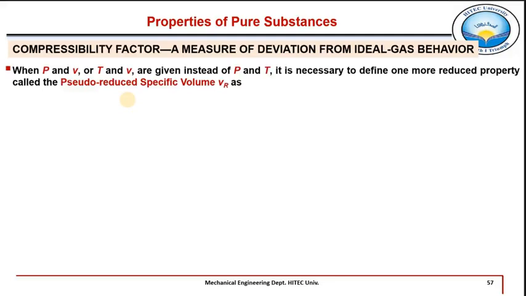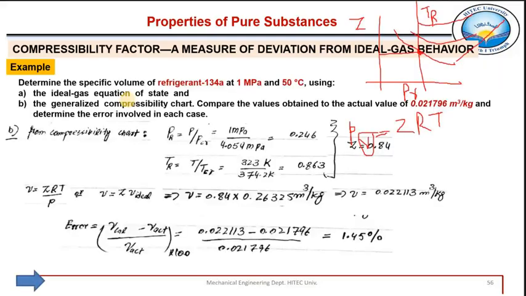Right. So now in this problem, pressure and temperature were given and volume was unknown. That's why we used PR and TR to find Z and then V. There could be problems where pressure and volume are given and temperature is unknown, or temperature and volume are given and pressure is unknown. In that case, we need to define VR also, because then we will try to estimate Z with the help of PR and VR to calculate T, right?